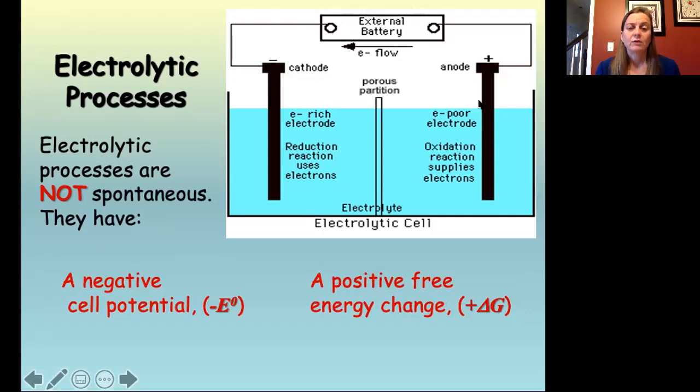Electrons are still going to flow from the anode to the cathode. We're still going to have oxidation happening at the anode and reduction happening at the cathode. The difference is that they are not spontaneously flowing this way. They are being forced to flow this way by this external power source.